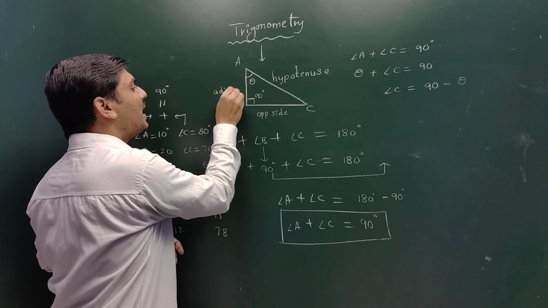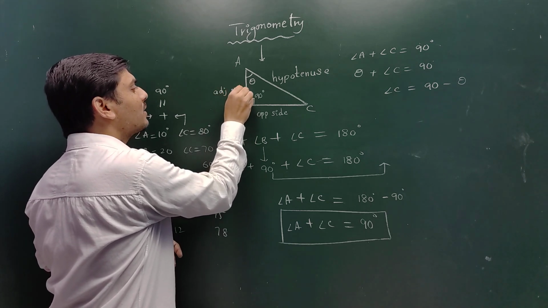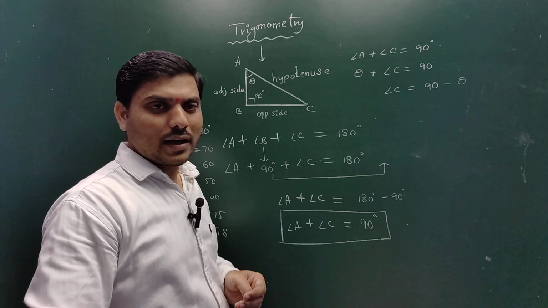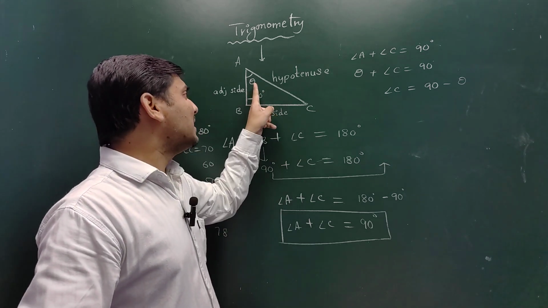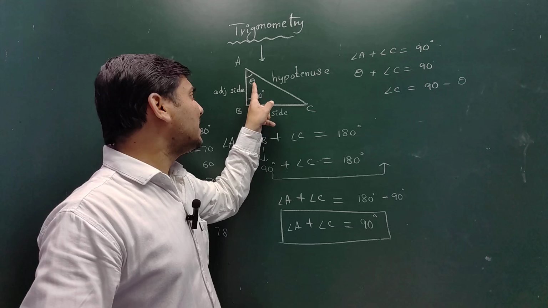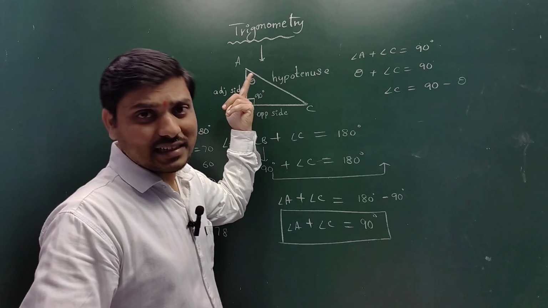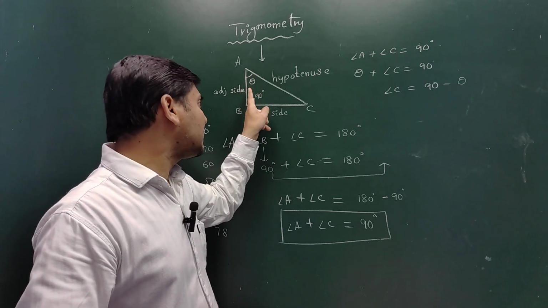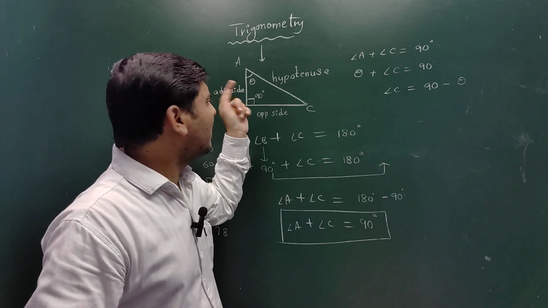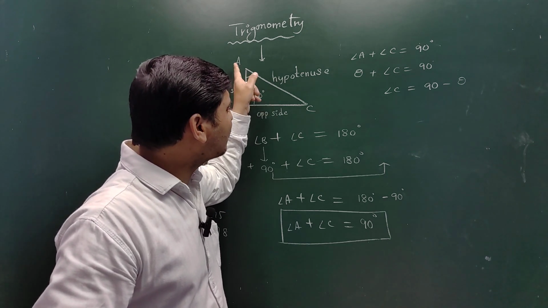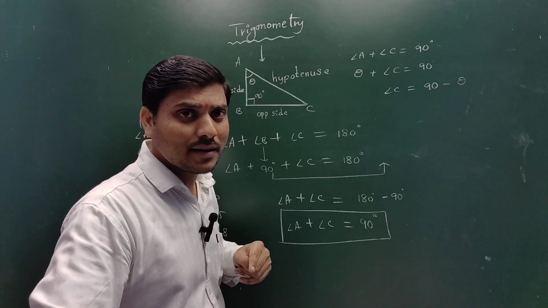AB is called the adjacent side. How to explain this adjacent side? The adjacent side of theta is called the adjacent side. Is it clear? Sir, AC is also an adjacent side now.